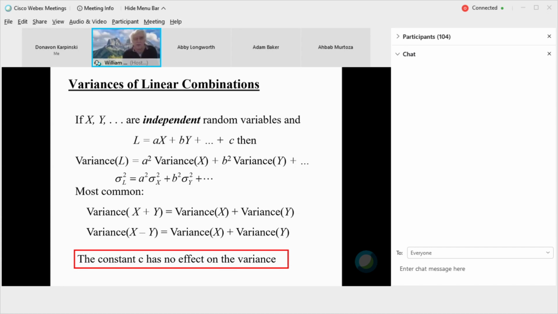It doesn't have any effect on how variable the quantity is. So the formula for the variance of a linear combination, L, is A squared times the variance of X plus B squared times the variance of Y. So the variance of X plus Y is the variance of X plus the variance of Y, since A is plus 1, B is plus 1. The variance of X minus Y, some people think it's the variance of X minus the variance of Y. No, it's the variance of X plus the variance of Y. A is plus 1, B is minus 1, A squared is plus 1, B squared is plus 1. Constant C has no effect on the variance.